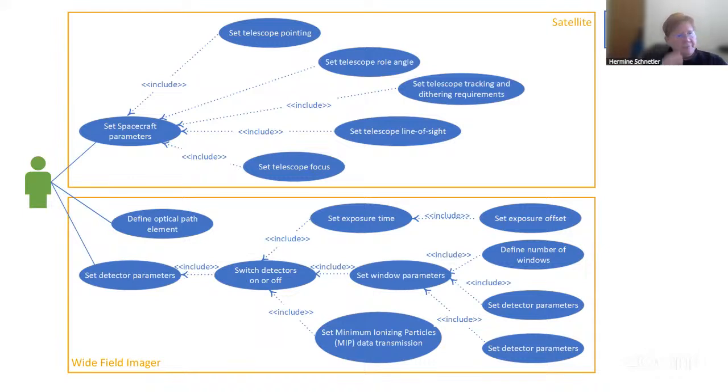And again, you will see that this includes set exposure offset, because you're going to receive the messages, and then you're going to need to set up the instrument. So all of these are very important, specifically in terms of how you set up your detectors and define the optical path and so on.